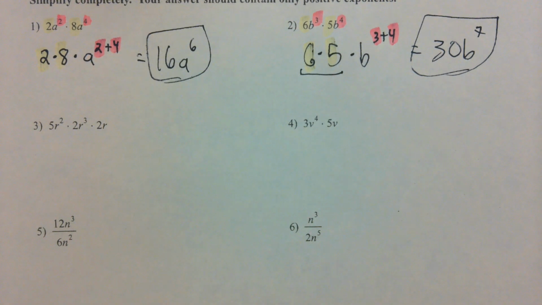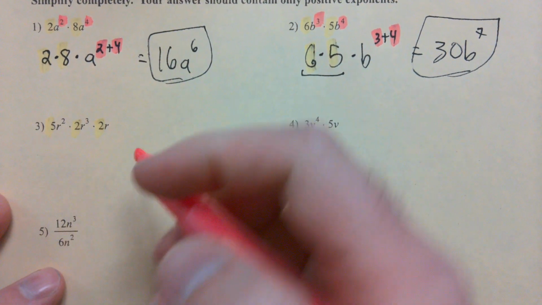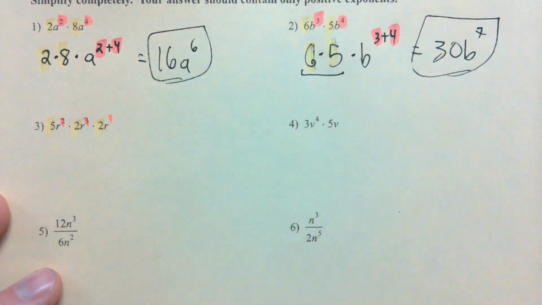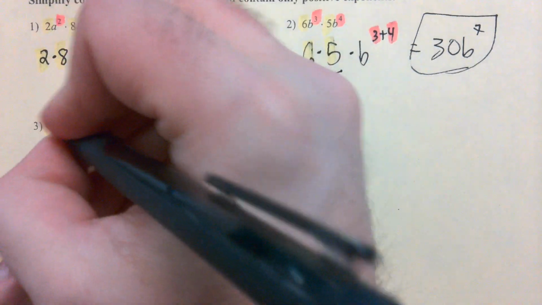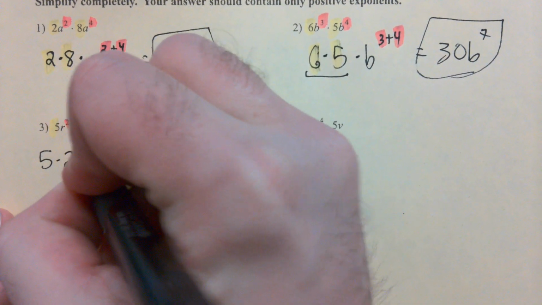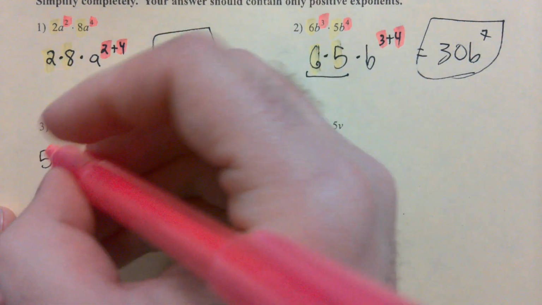Now number 3, we've got 3 different terms. 5, 2, and 2 are our coefficients. And then for powers, we've got 2, 3, and what's on top of that final R there? 1, that's right. Got to make sure to include that. 5 times 2 times 2 times R to the 2 plus 3 plus 1.